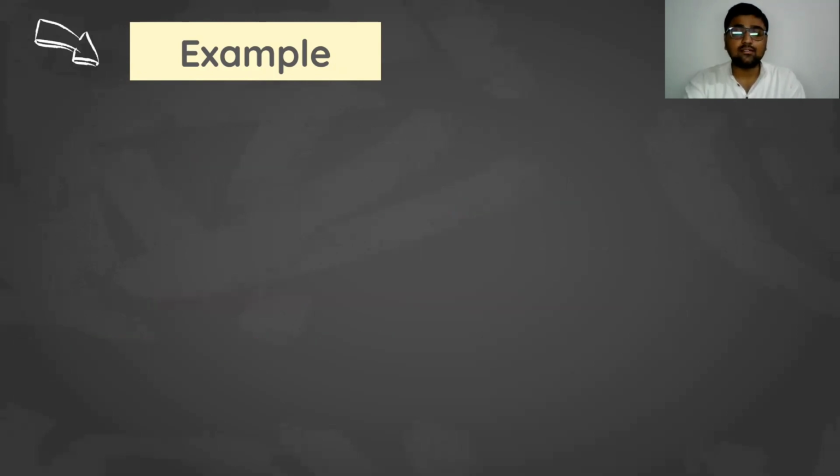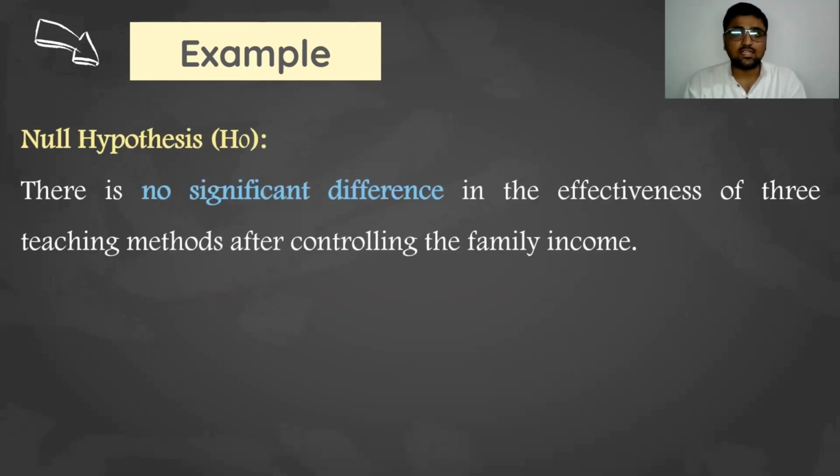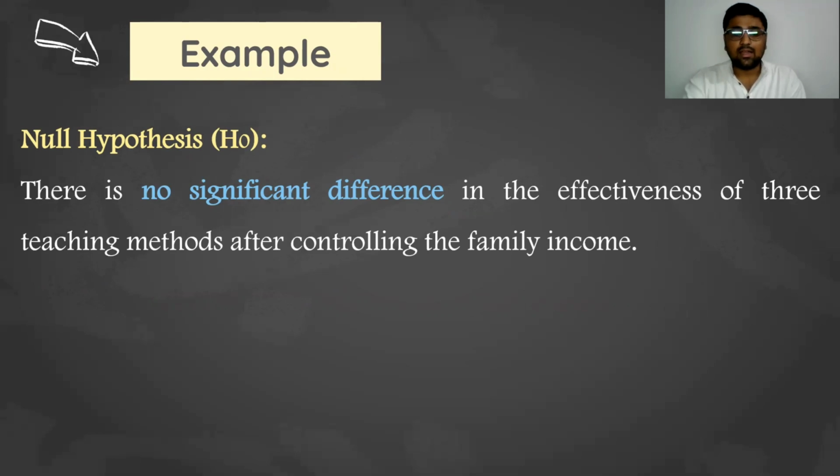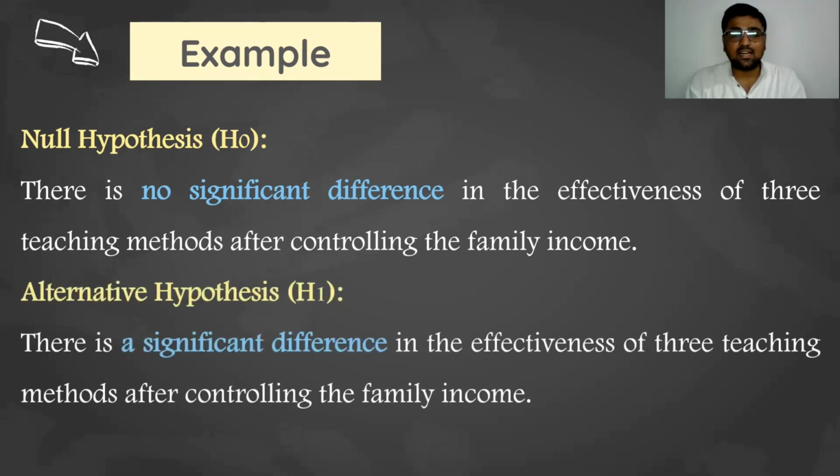Now, how to formulate null and alternative hypothesis? The null hypothesis says that there is no significant difference in the effectiveness of three teaching methods after controlling the family income. And alternative hypothesis says that there is a significant difference in the effectiveness of three teaching methods after controlling the family income. So here we are interested to examine the effect of three different teaching methods on the result of students after controlling the effect of family income on the result of students.